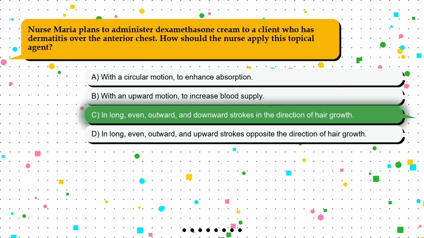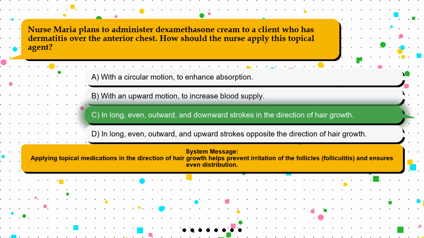The correct answer is option C, in long, even, outward, and downward strokes in the direction of hair growth. Applying topical medications in the direction of hair growth helps prevent irritation of the follicles, folliculitis, and ensures even distribution.